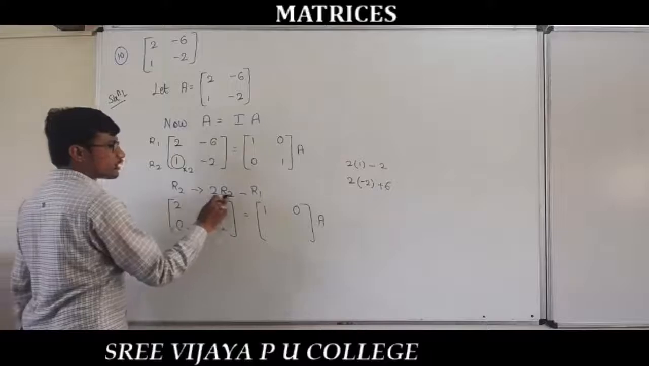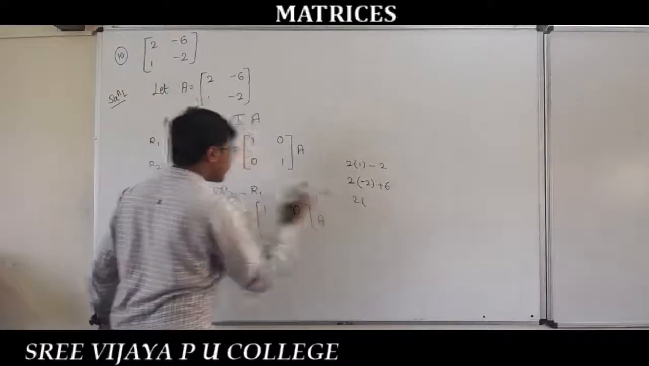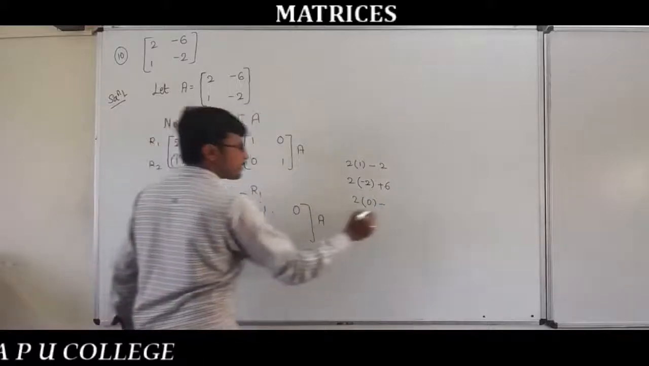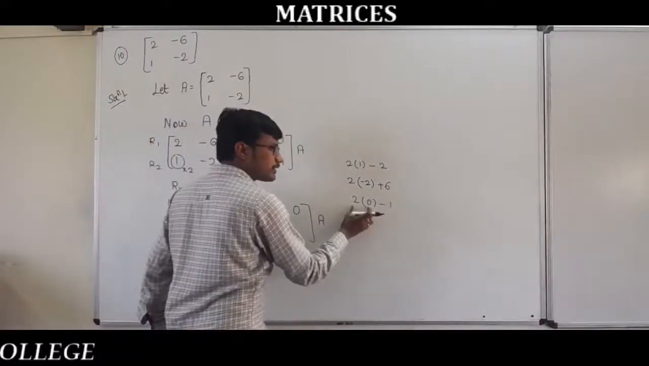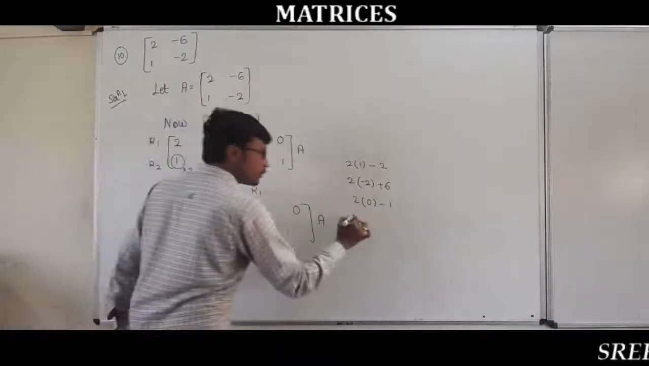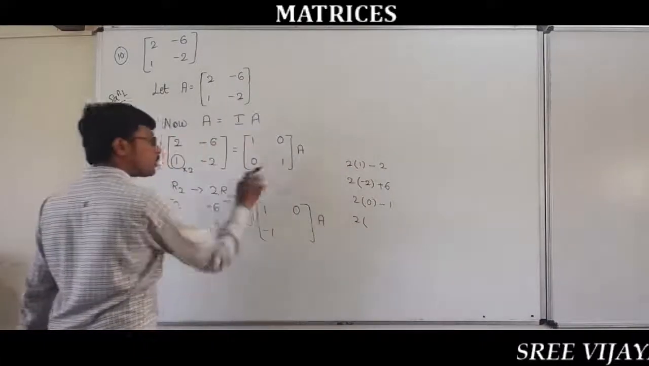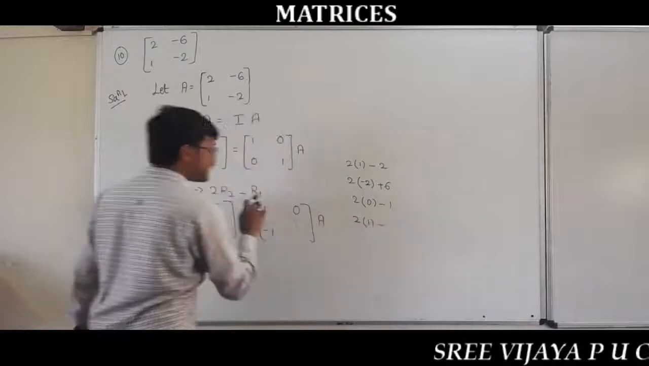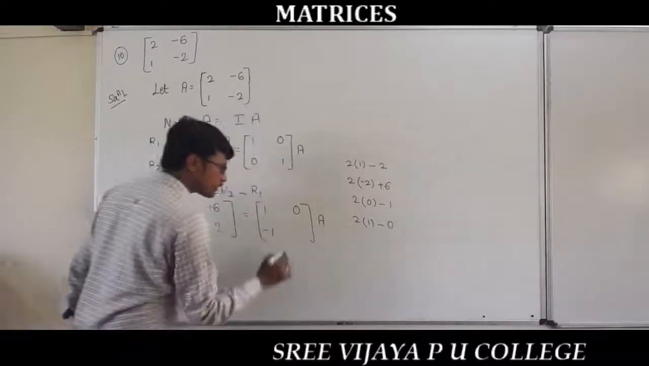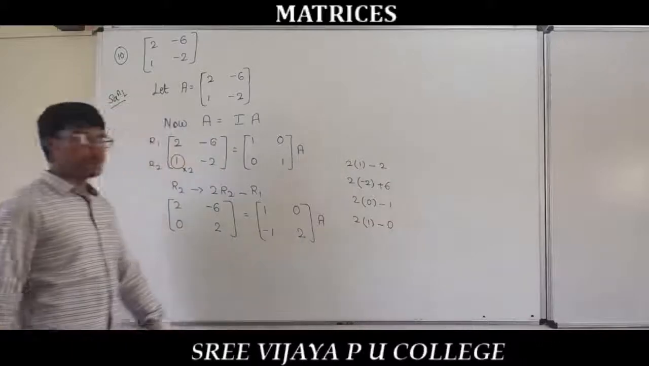Next, 2 times of R1. R2 is 0 minus R1 is 1. 2 into 0 is 0. 0 minus 1 is minus 1. Next, 2 times of R1. R2 is 1 minus R1 is 0. 2 into 1 is 2. 2 minus 0 is obviously 2 only.